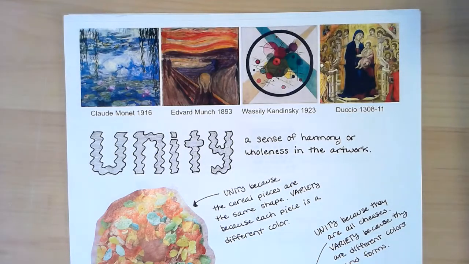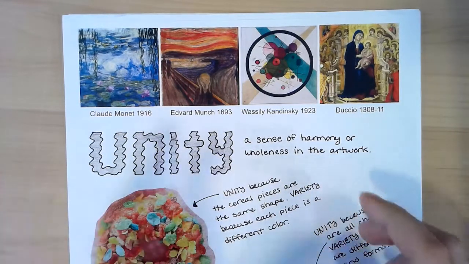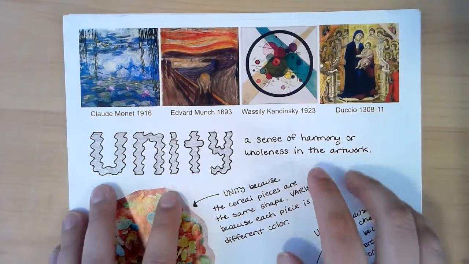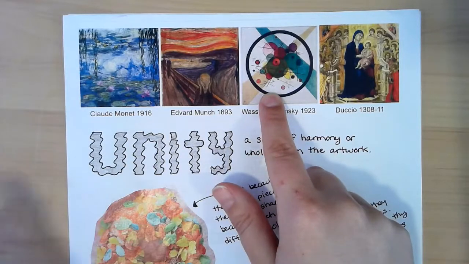When we discussed unity, we also talked about variety, okay? So unity is our sense of harmony or wholeness within the artwork. And we talked about variety. It means that things are a little bit different. There's something that ties them together though. So the unity is the fact that all of these shapes are all circles. The variety is that all the circles are different colors, okay?